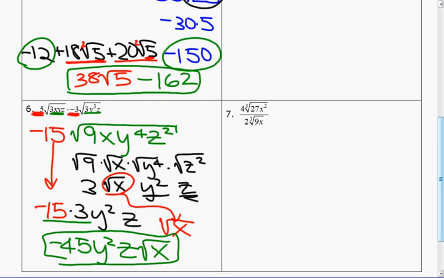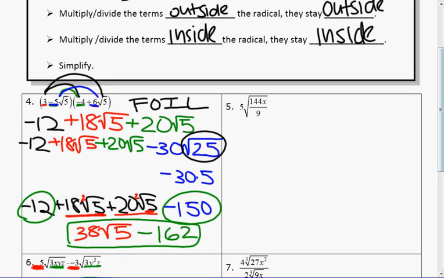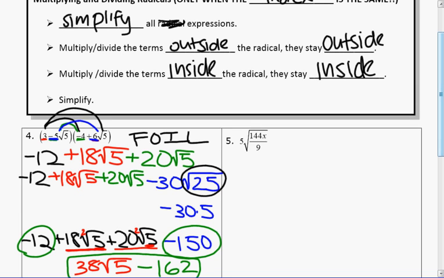Okay, 2 more to go. All right, so let's go back up to this square root 5 times the square root of 144x over 9. Now, the first step, if you look back up here, it says to simplify all expressions. So let's do that. So inside we have a fraction, so we can simplify that one first. So we'll just take this 5 along for the ride.